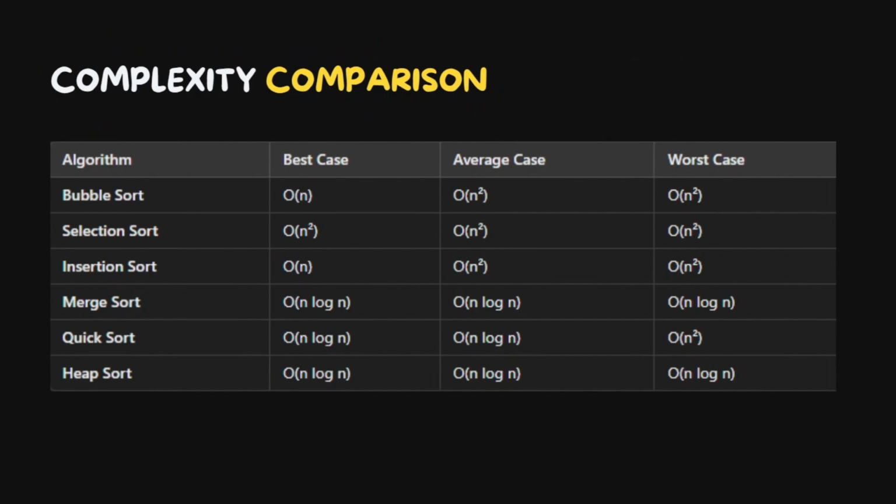In insertion sort, best case is O(n), average case is O(n²), and worst case is also O(n²).